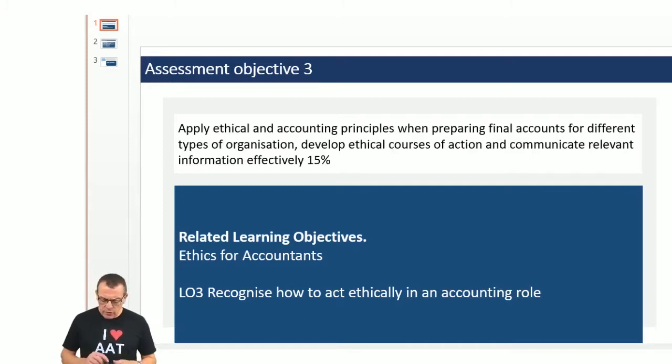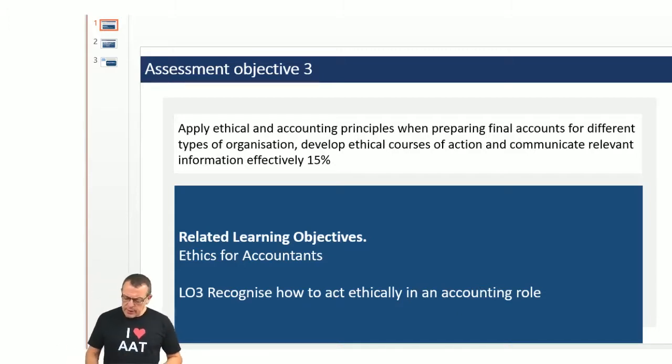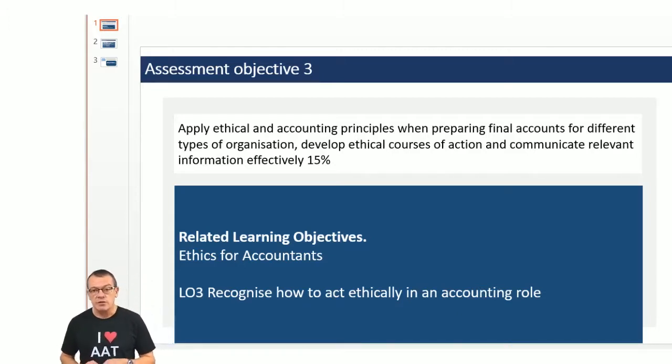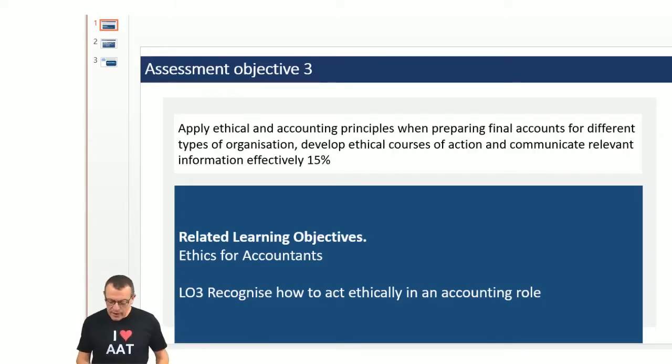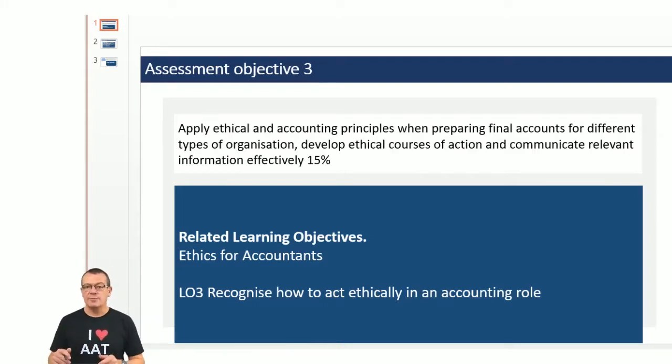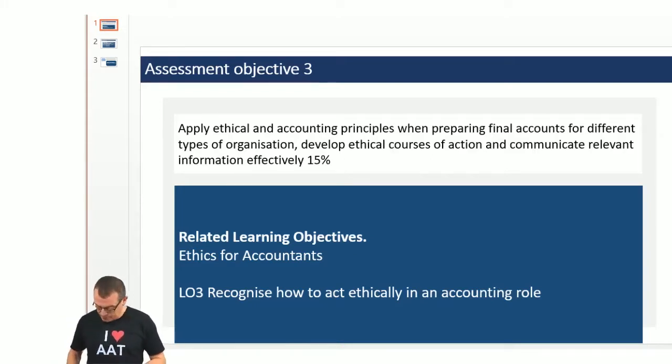Now, the related learning objectives, where is this coming from? Well, the first thing to look at is that it's coming from ethics for accountants. So you can expect something in there from ethics, surprise, surprise. And it's learning outcome 3, which is to recognise how to act ethically in an accounting role. So you're very likely to see some sort of scenario where you are the assistant accountant and you've been asked to do something. Then you have to decide how to act ethically. So that is the first part.